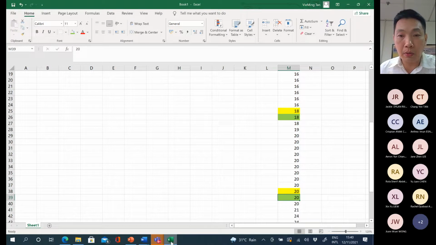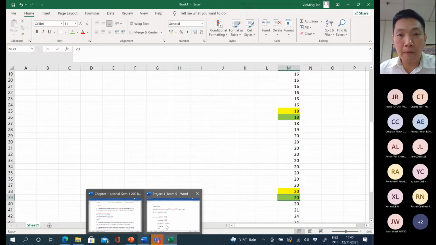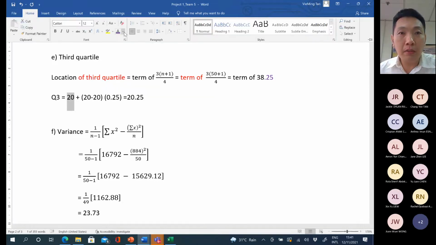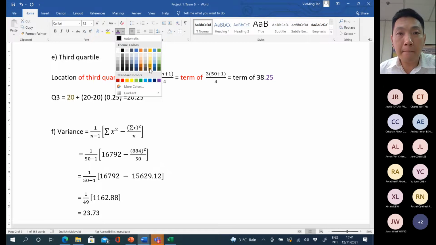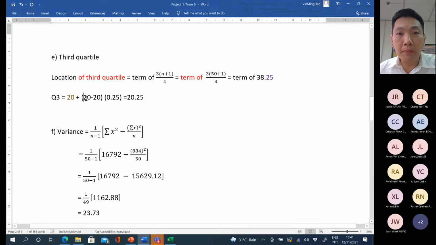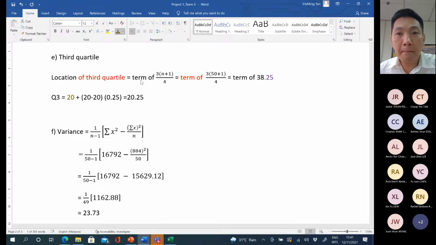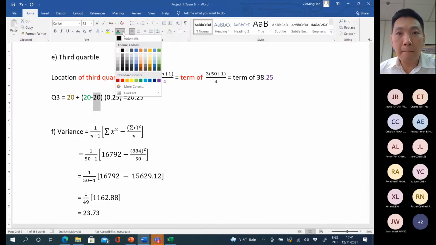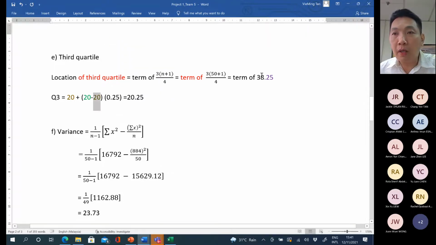How to show the workings? Go back to your Microsoft Word. The answer is using the term 38 value, term 38 we use brown color, plus the term 39 value, I use green color, minus term 38, brown color, multiplied with 0.25. 0.25 is from here, I use purple.